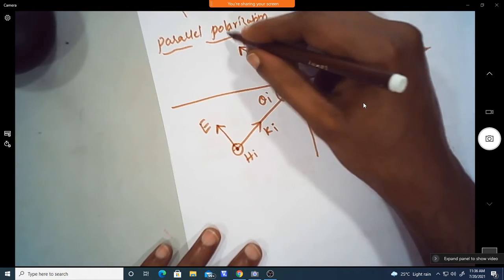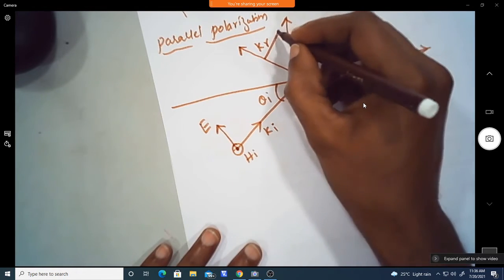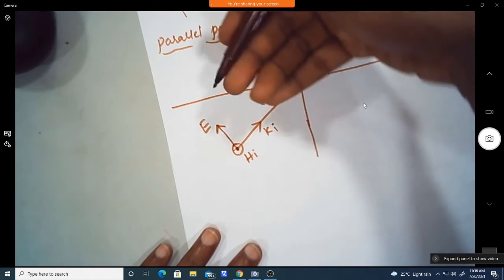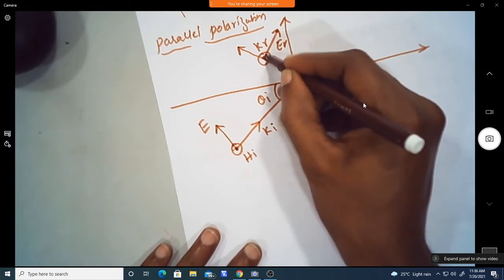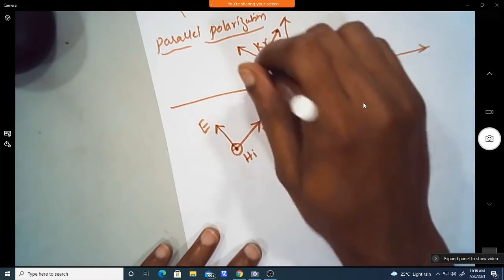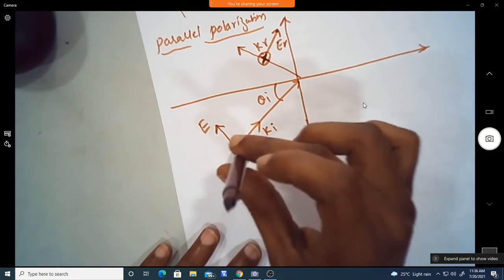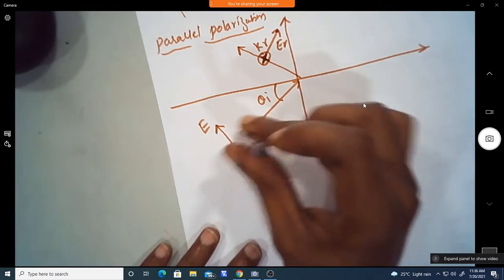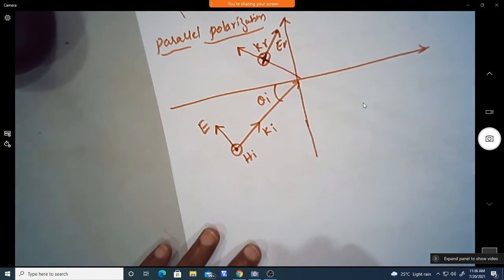the electric field Er should again be parallel to that plane, and H will be perpendicular to it. Because it is reflecting, H is going into the page, while in the incident case it is coming out of the page. So H is coming out of the page in the incident plane, and in the reflected plane it is going into the page.